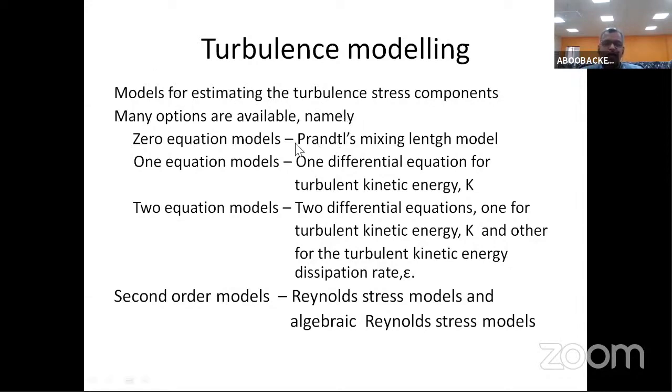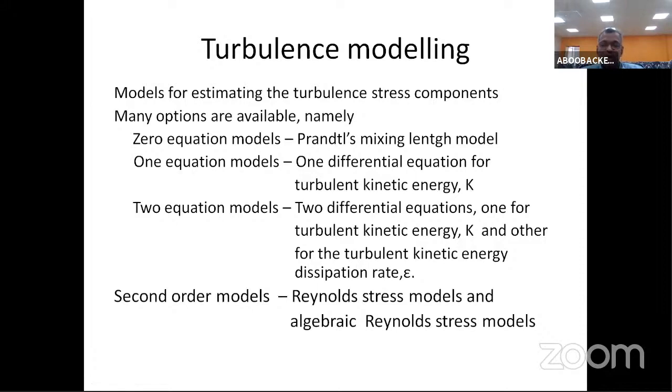One is the zero equation model, that is Prandtl's mixing length hypothesis. Zero equation means no additional differential equations are used, only one algebraic equation, that is Prandtl's mixing length hypothesis. And the one equation model is where one differential equation for turbulent kinetic energy is to be solved in addition to our Navier-Stokes equations. That's called the one equation models for turbulence modeling. And for two equation models, two more differential equations are to be solved.